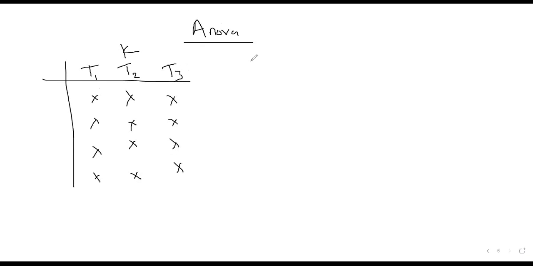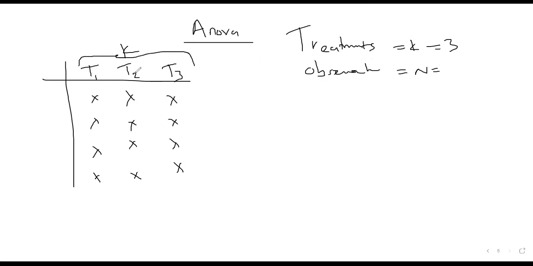So how many treatments do we have? The treatments are 3. These treatments are denoted by what letter? K. And we also have observations, the total number of elements here. How many observations do we have? They are denoted by the capital letter N. The treatments are also called populations. So if they ask you how many populations we have, there are 3 populations. And the observations, the total number of elements in there, we have 12.